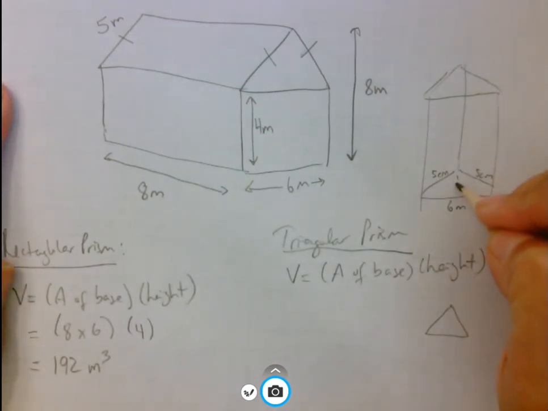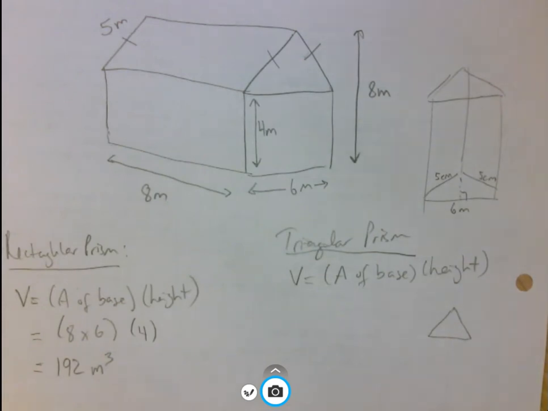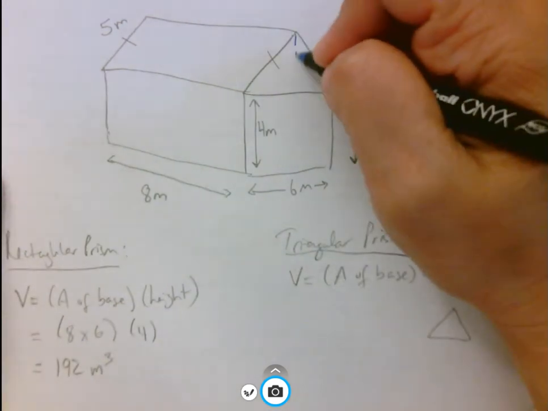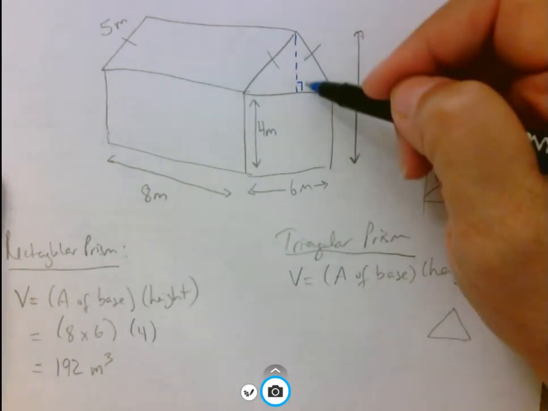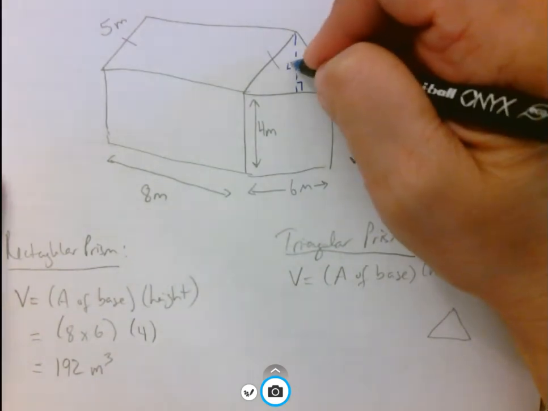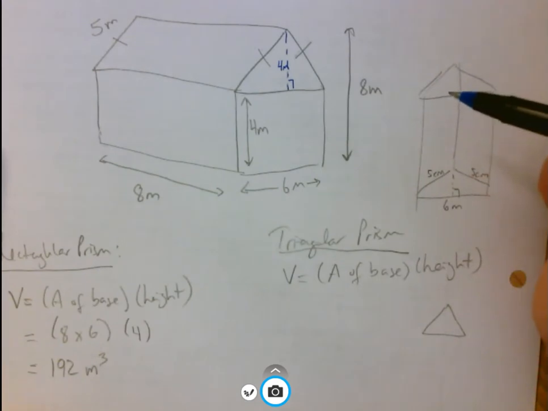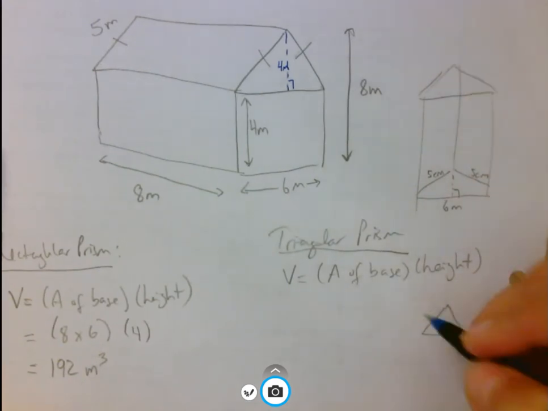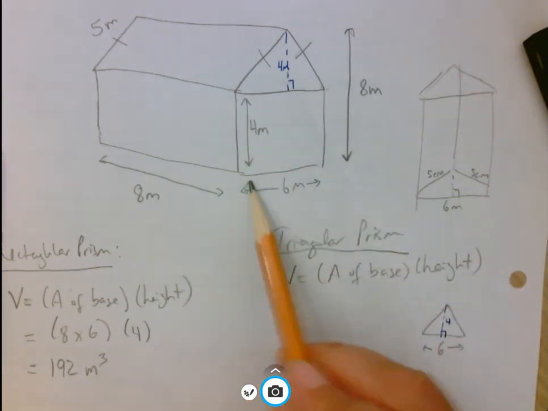The problem is that they did not give us this height. Now, they actually did, it's just not given. We can figure it out because the height is this piece right there. If we know that the whole height of the shed is 8 meters, and from here to here is 4, that means this must also be 4. So even though they didn't write it on the diagram, we can write it on the diagram. So here's our 4. And here's my base of the triangle, which is 6. From here to here is 6.